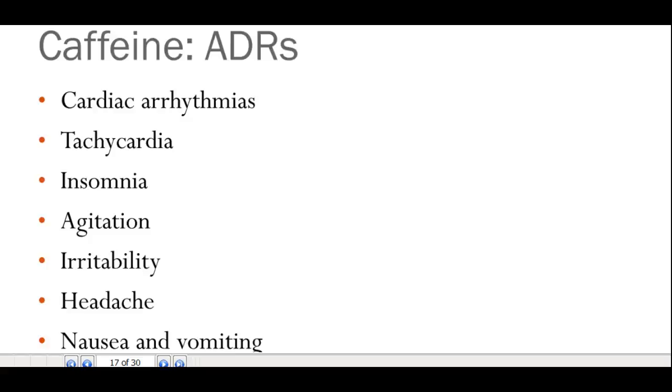Caffeine, I've never seen caffeine used in an adult. These are all the things that it can cause: insomnia, agitation, irritability, headache, nausea, vomiting. Yep, caffeine's really, really pricey, believe it or not. We always give it in the NICU. This is just not for anything other than your knowledge base.